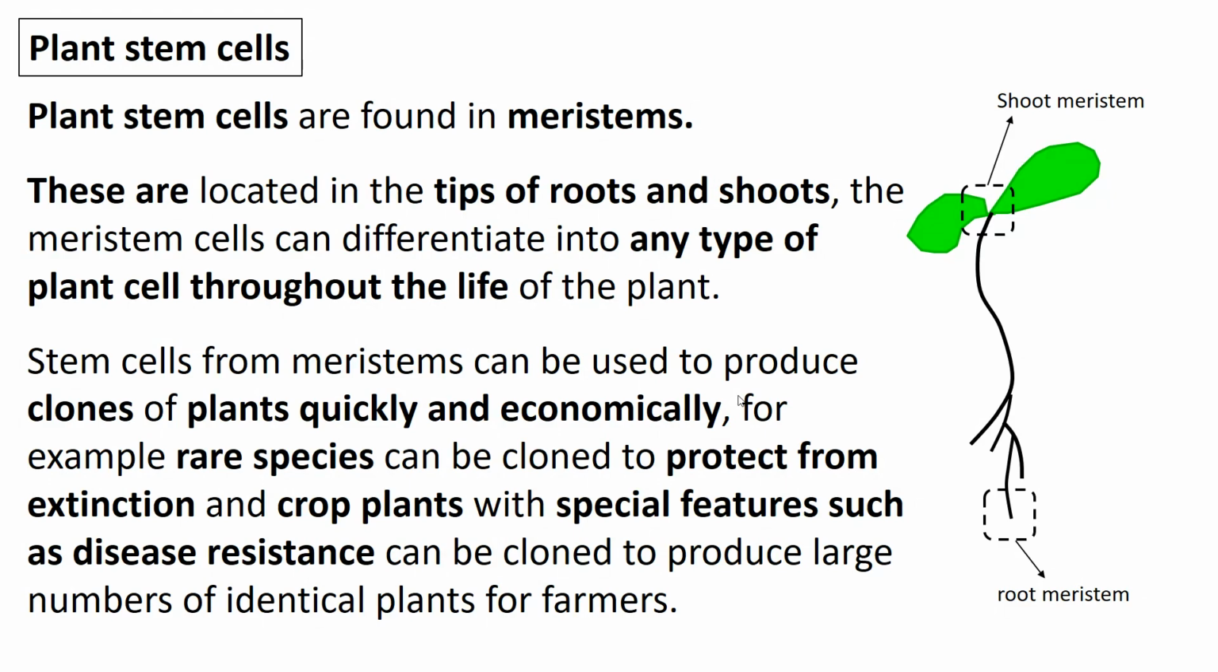You can use this really well if you want to clone plants quickly. You can save rare species. You can clone plants which have certain types of features that you want. So it's obviously a very useful technique in protecting species from extinction and growing crop plants.